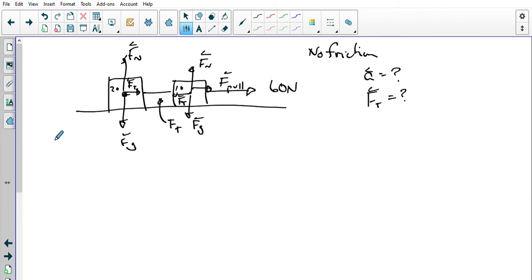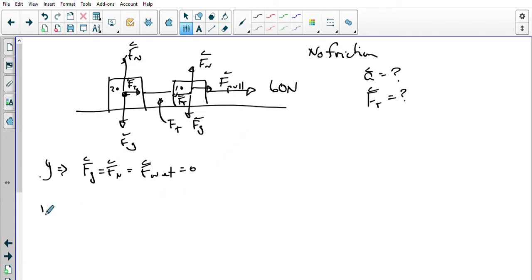But let's consider vertical in the Y. In the Y, the object is not plowing into the table. It's not lifting off of the table. So in the Y, we're going to say that the force of gravity is equal to the normal force, equal and opposite, and so then the F net is equal to 0. Which basically means we don't have to consider what's happening in the vertical.